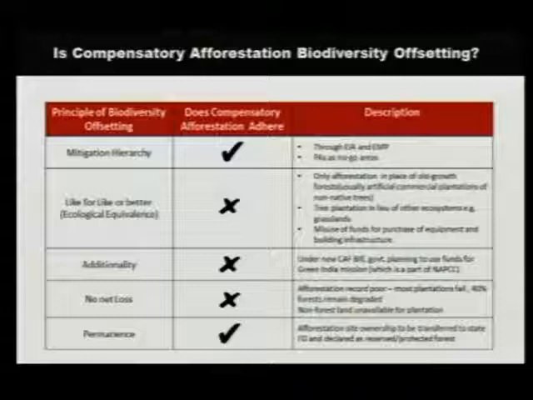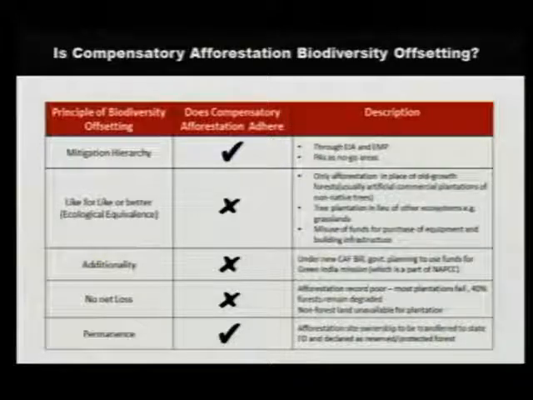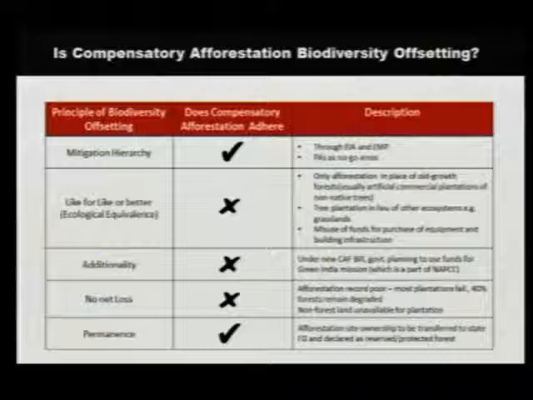So just 2 slides, 2 more slides. So let's look at how this framework measures up to biodiversity offsetting principles. Does it follow our framework in India, regulatory framework? Does it follow the mitigation hierarchy? Yes, in principle it does. You are supposed to go through an entire process of EIA. You are supposed to ensure that you avoid impacts through environmental management plans and biodiversity conservation plans.